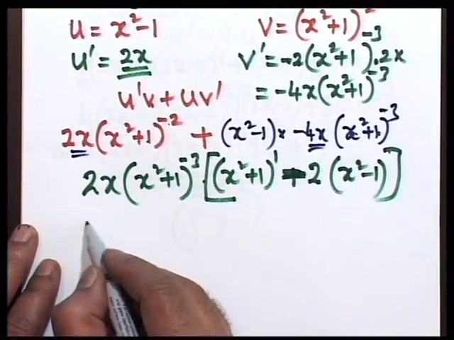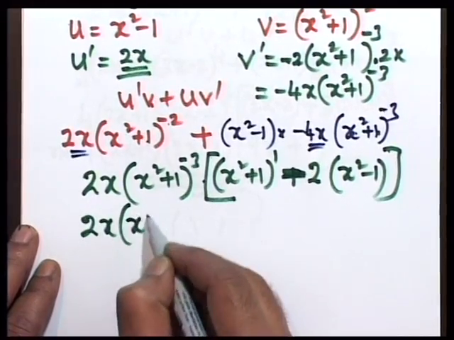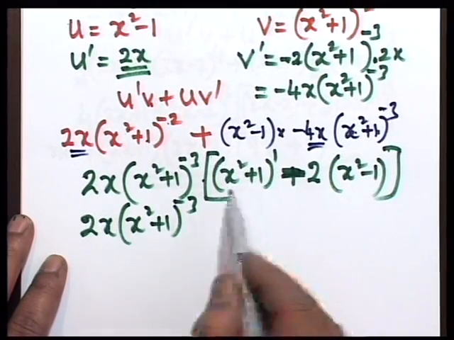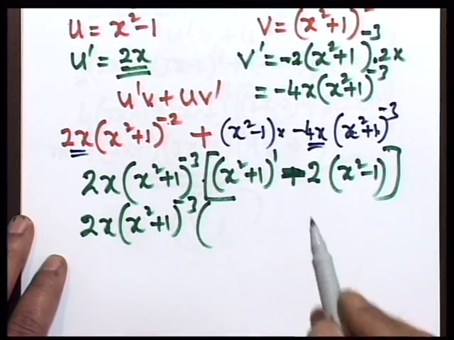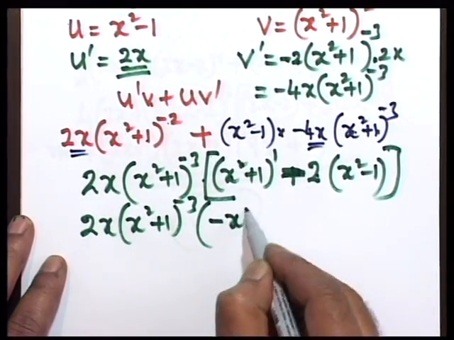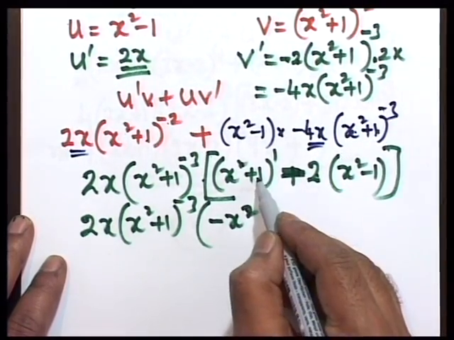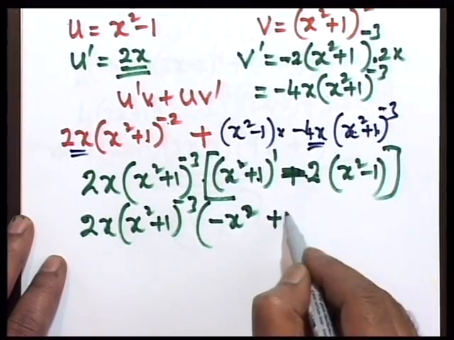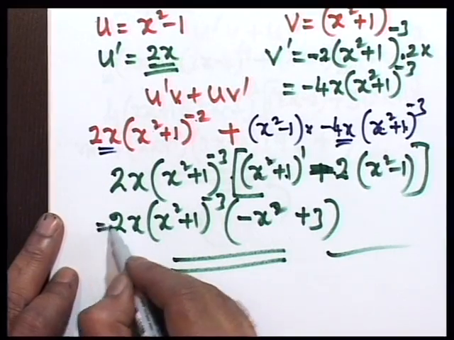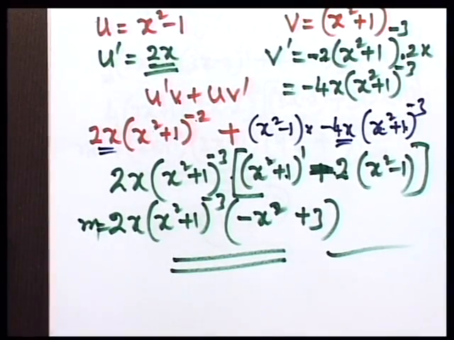Now, this is all right, which is 2x (x squared plus 1) to the minus 3. This part one needs to simplify, very important. x squared minus 2x squared minus x squared, plus 1 plus 2, plus 3. I think we can leave the answer like that. That's the gradient of the given curve.